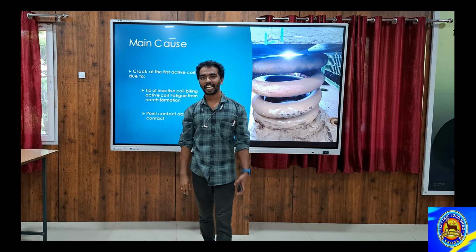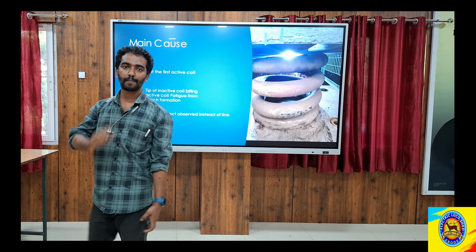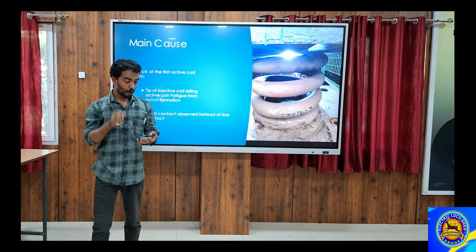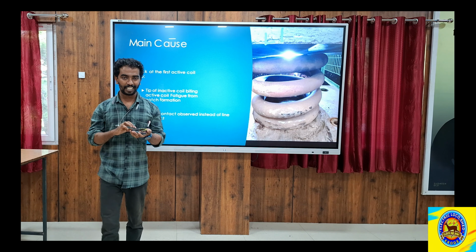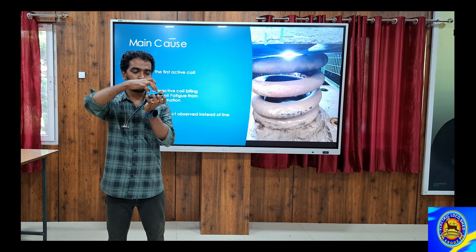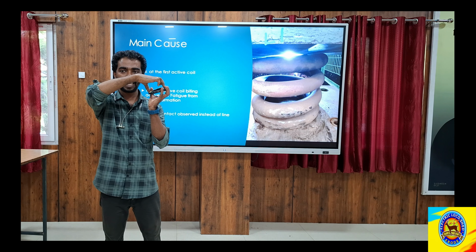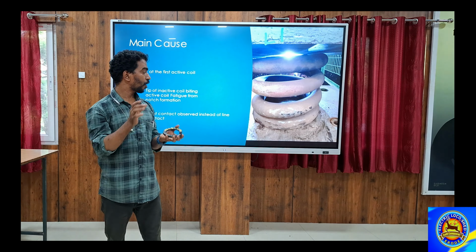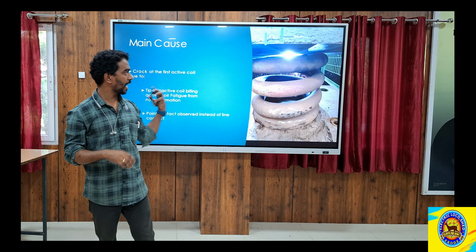The length is 48 mm. There should be a minimum line of contact of 48 mm, which is 1/3 of the mean dia of the coil. What is the mean dia? Mean dia means from this center portion to this center portion. This length is called the mean dia. 1/3rd of the mean dia should be there for the line of contact.